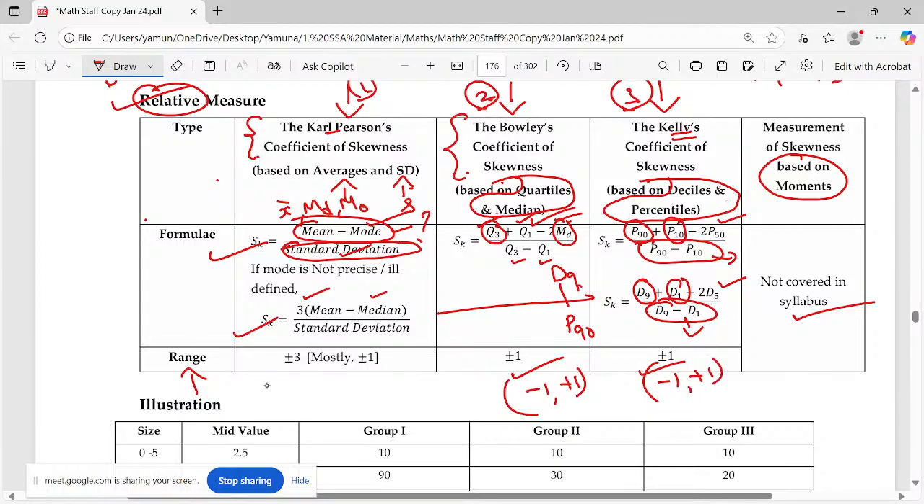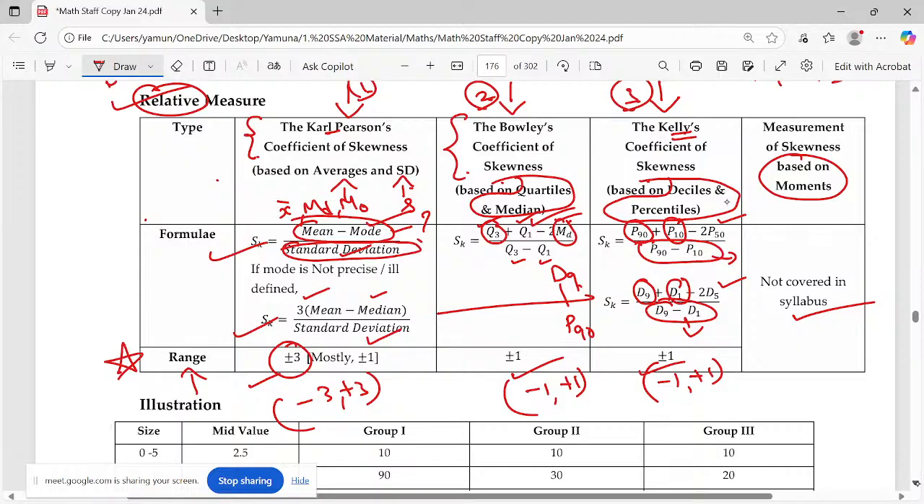But when you go for Karl Pearson's, actually the value may lie between minus 3 and plus 3. But in most cases it will lie between minus 1 and plus 1. This was asked in the exam for CA. Original range for Karl Pearson is what? Minus 3 to plus 3. But in the question, they may be asking what is the mostly expected range, then it's minus 1 and plus 1. Please pay attention over here.